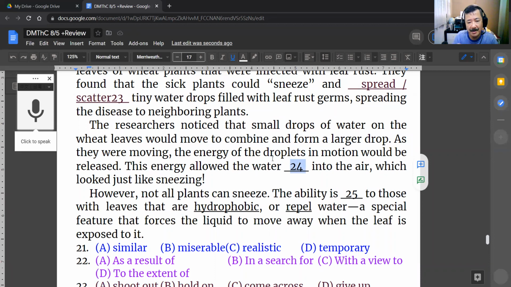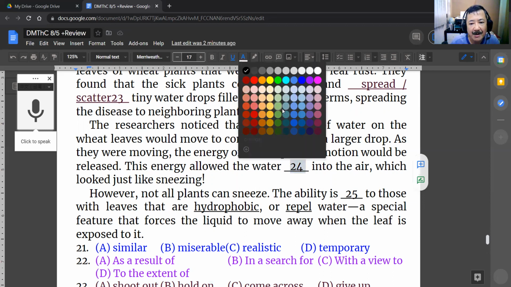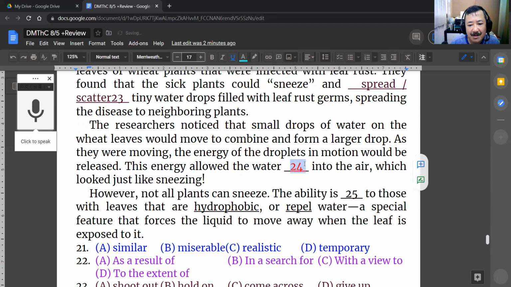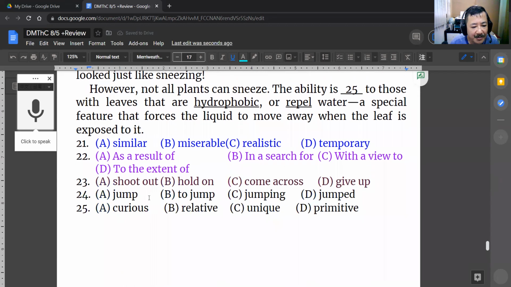The water, and then this energy that's in the droplet allowed the water to something into the air, which looked just like sneezing. So red. It allowed the water to what? Into the air.